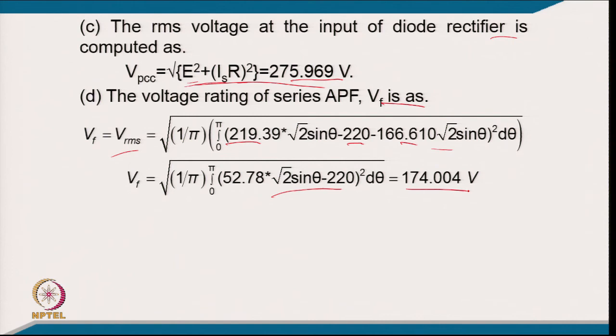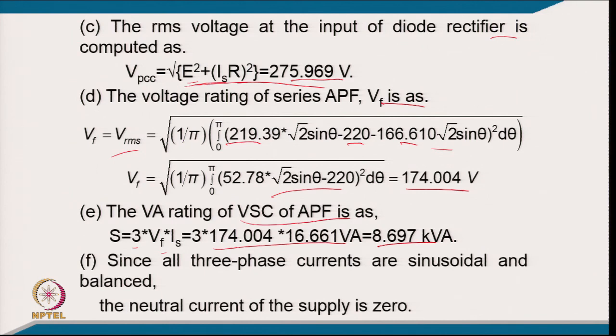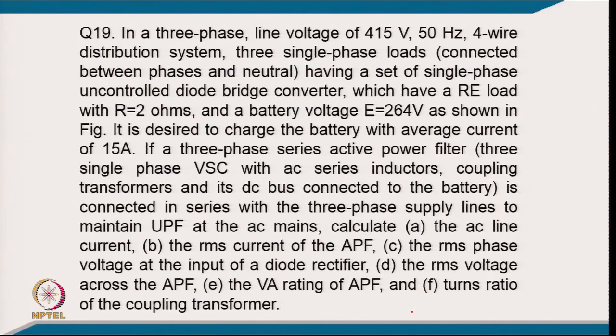So, it comes to 175.4004 volt, and the VA rating of the series active filter is 3 into VFIS. So, putting the value, it comes to 8.697 kVA. And since all the 3 phase currents are sinusoidal and balanced, the neutral current of the supply is 0.